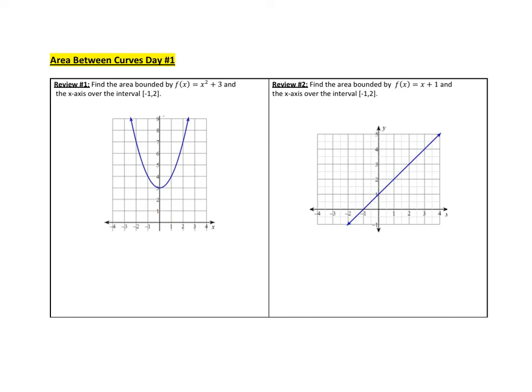So here we go. Review number 1 is find the area bounded by x squared plus 3, which is this curve, and the x-axis over the interval from -1 to 2. So what I'm asking you to do is to find the area under the curve from -1 to about +2. So it's all of this area here. And from the previous lessons, you should be able to tell me that we have to use integration to do this. So we're going to integrate from -1 to 2 of x squared plus 3 dx.